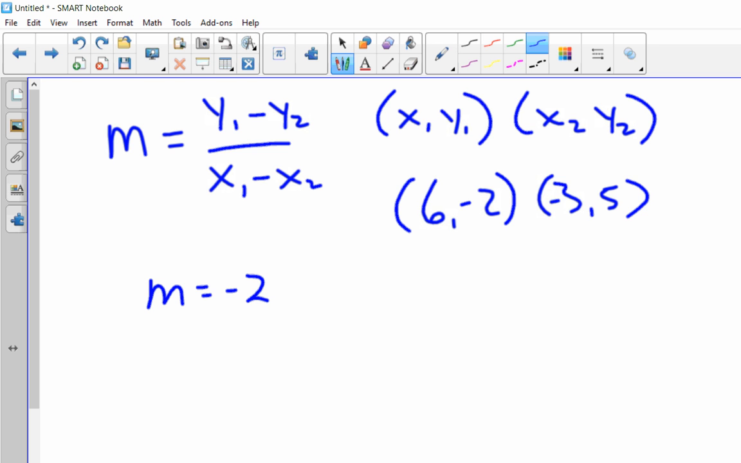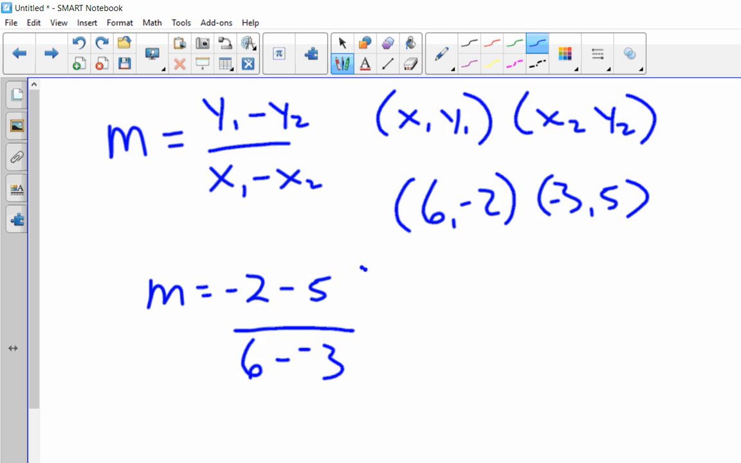My y2 was 5, and I'm subtracting it. So remember this, there's a subtraction sign in the formula. You got to make sure you keep that, okay? My x1 is 6. My x2 is negative 3.